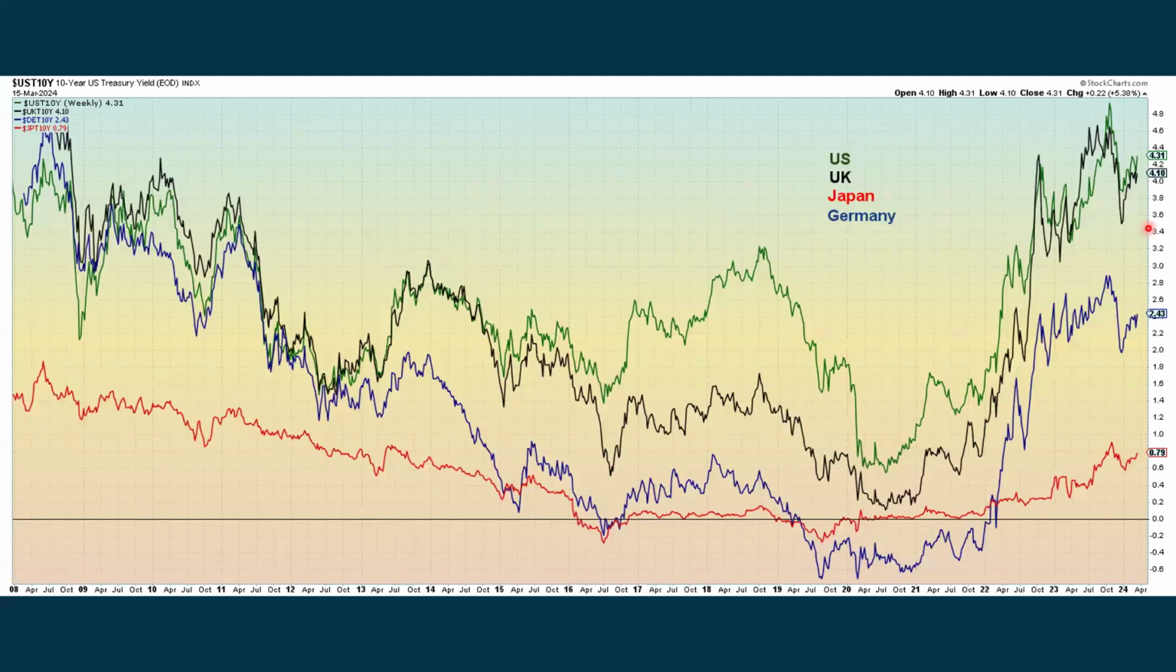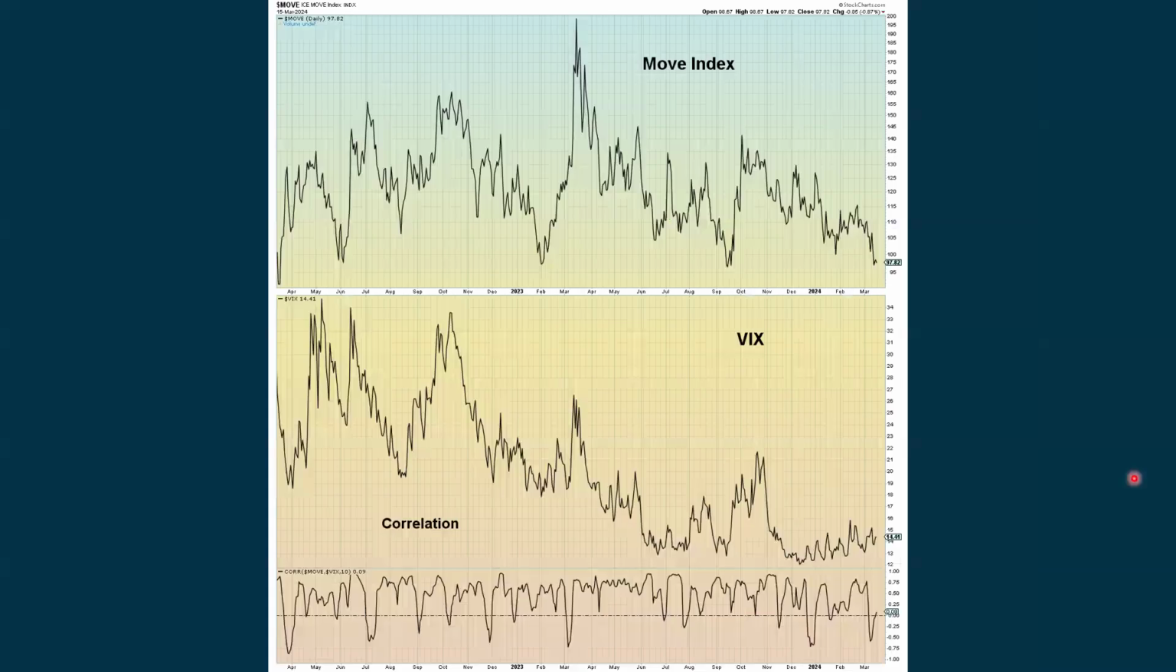There's a weekly chart with the US, UK, and German rates all advancing this past week. Japanese rates are a lot lower, but they're also increasing. Then we have the MOVE index on top, which measures the volatility of bonds, and the VIX, which measures the volatility of stocks.